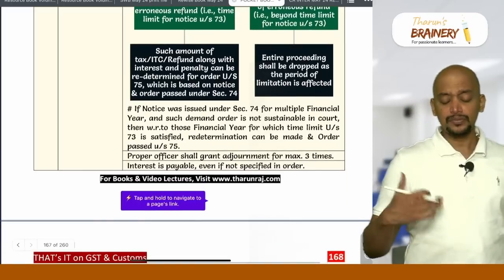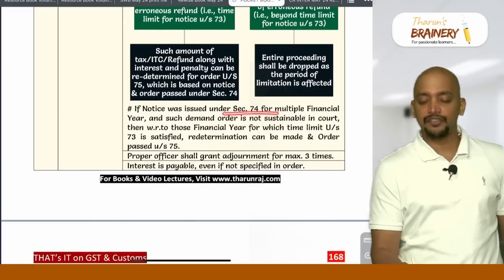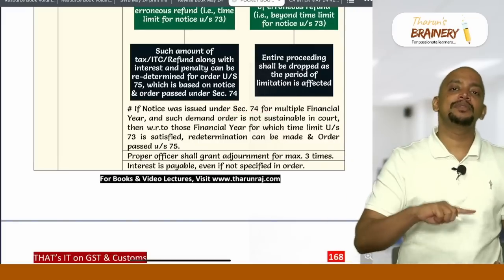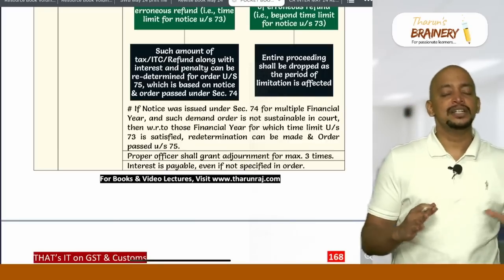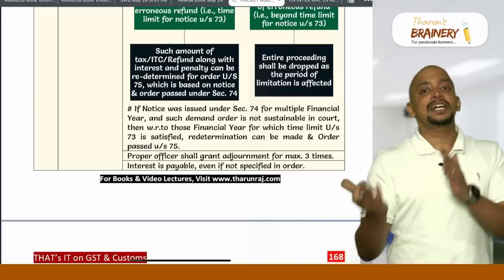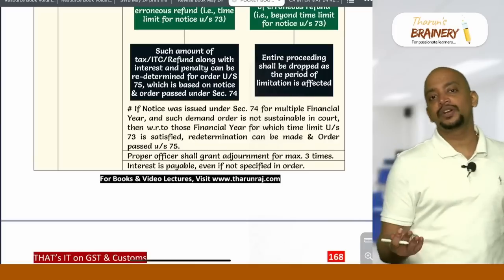And then suppose the notice is given for multiple financial years under 74. Now with respect to those financial years for which the time limit under 73 is fulfilled, that amount only can be recovered. Say last 5 years: to recover the last 5 years tax amount, they gave a notice under 74, but as per 73 we can recover the tax only for the last 3 years. So the 3 years amount only can be recovered.